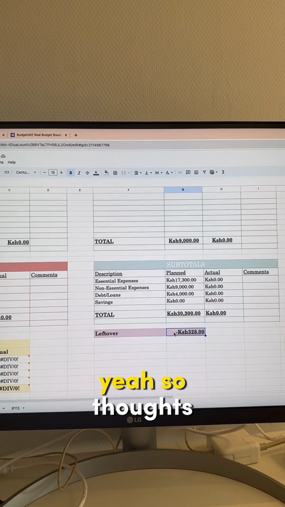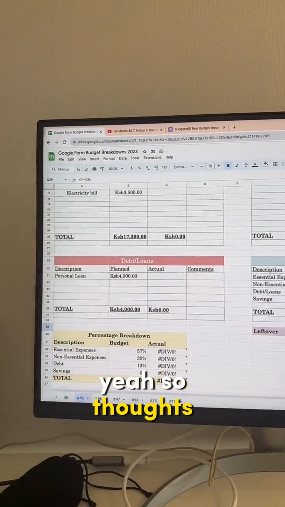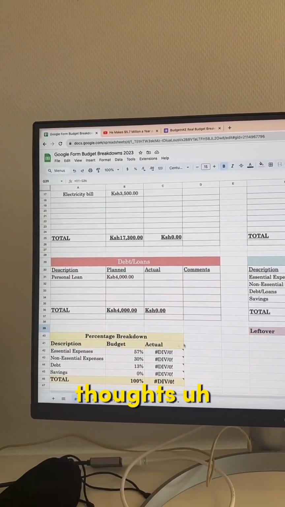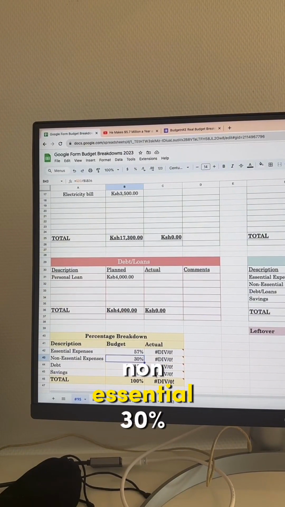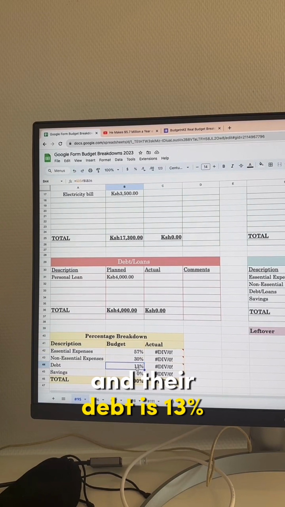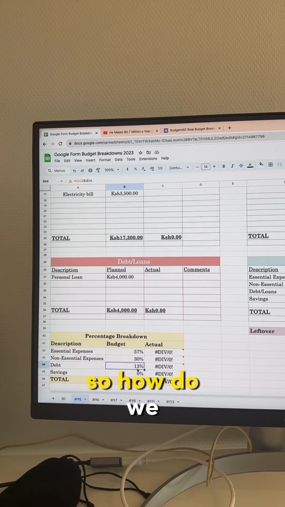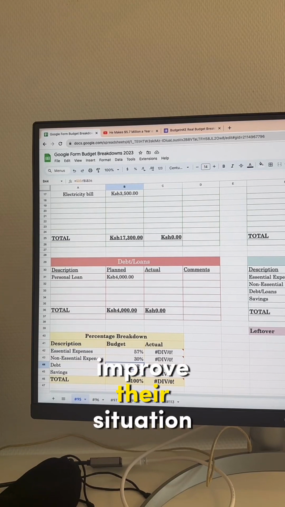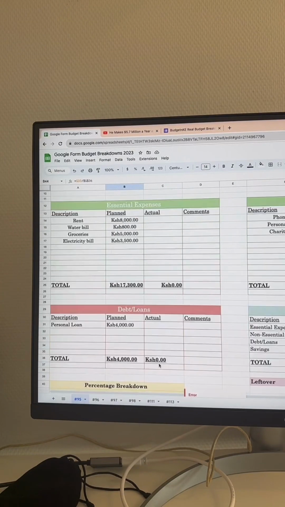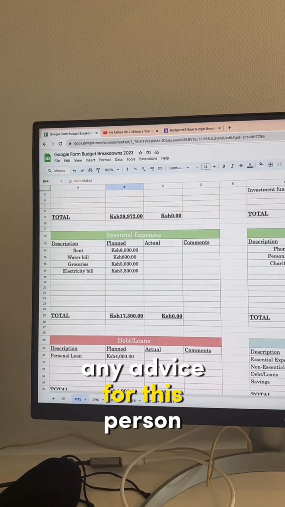Yeah. So thoughts. Essential expenses are 57%, non-essential 30%, and their debt is 13%. So how would this person be able to improve their situation, for example? Any advice for this person?